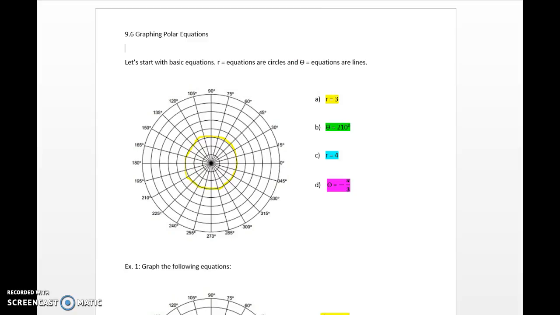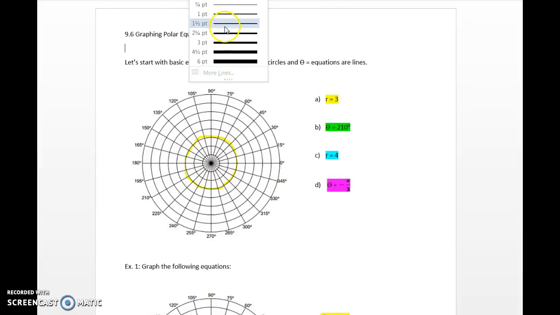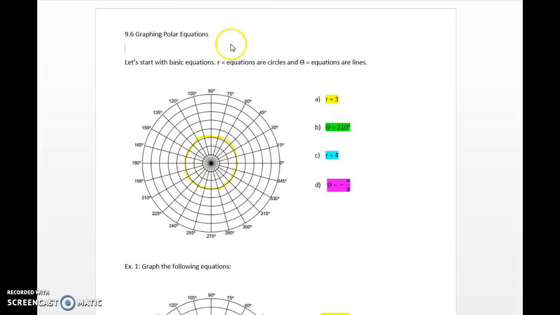If we look at B, that's theta. Theta equals constant is a line. So we look at 210 degrees. We're going to do 210 to the center, and we're going to continue going all the way across, which will be here for the 30. So it's that full straight line across. That's going to be your theta.